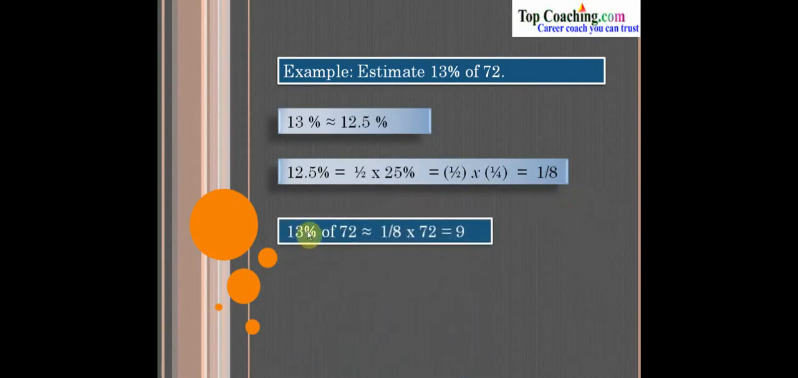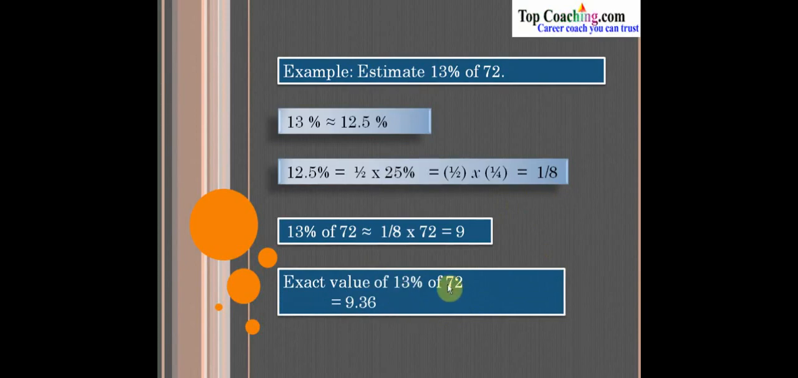So 13% of 72 would be approximately equal to 1 by 8 of 72, and this is equal to 9. So the approximate value of 13% of 72 comes out to be 9. Now if we use a calculator and find the exact value, that would be 9.36, which is pretty close to 9. So using estimation, we can find the approximate values of percentages.